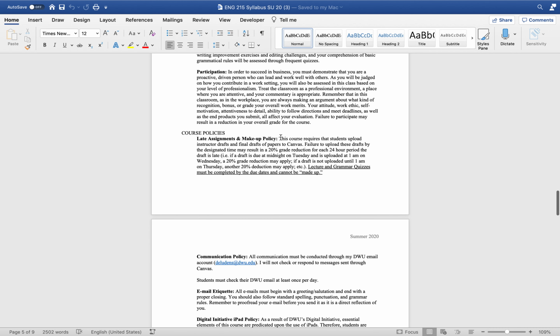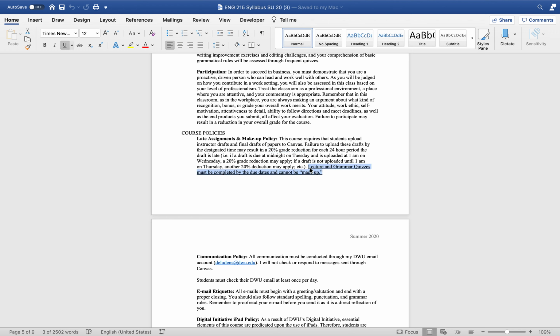Make sure that you are getting your assignments done on time. If an assignment is not submitted by the time that it should be, there is a 20% grade reduction for each 24-hour period it is late. This is because when you get into the workplace, you need to turn things in on time. Hopefully this policy will help us hone that particular skill.